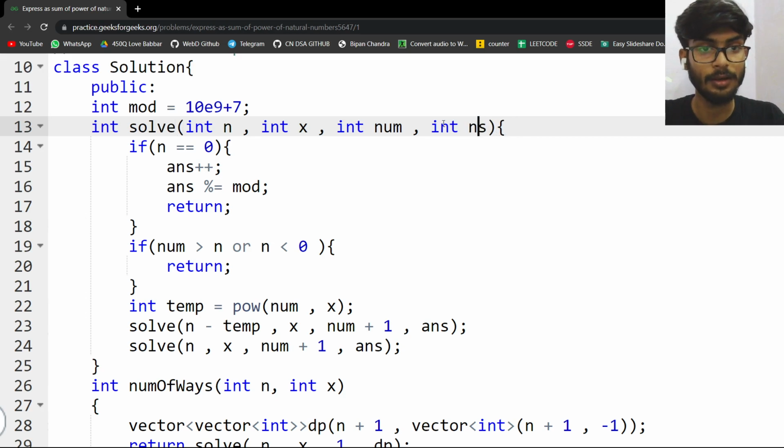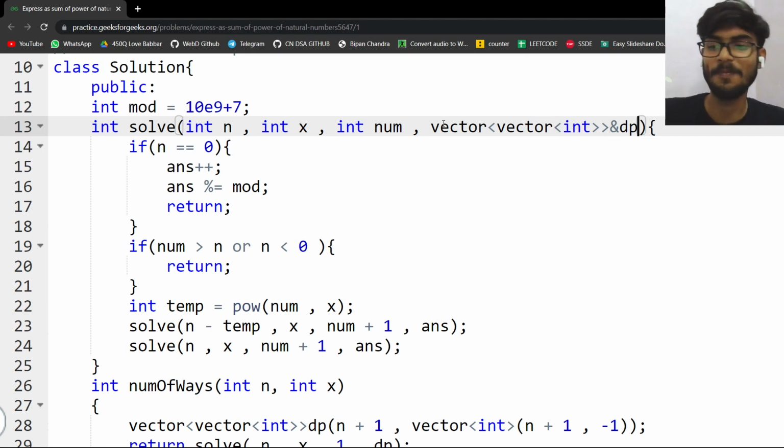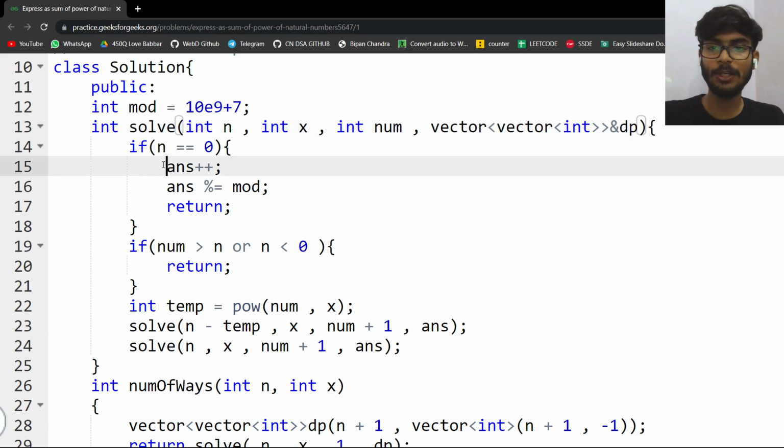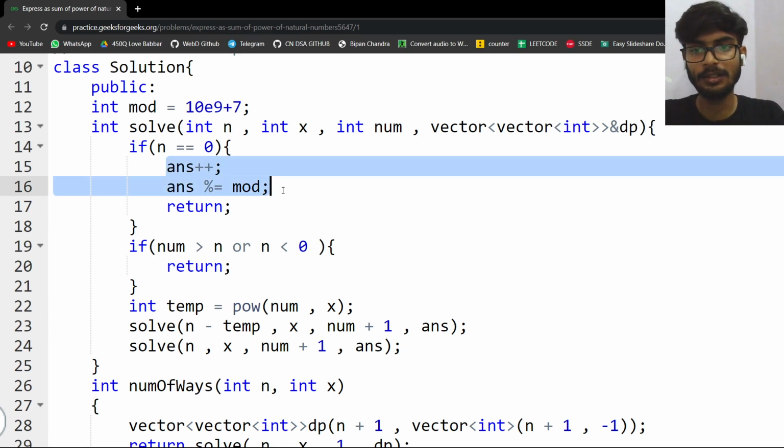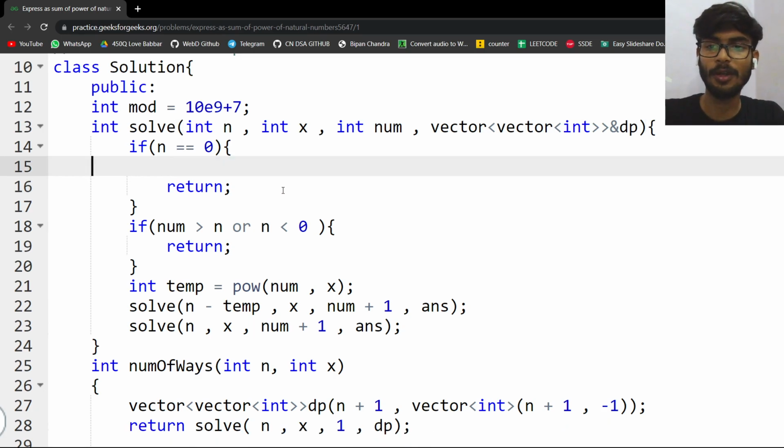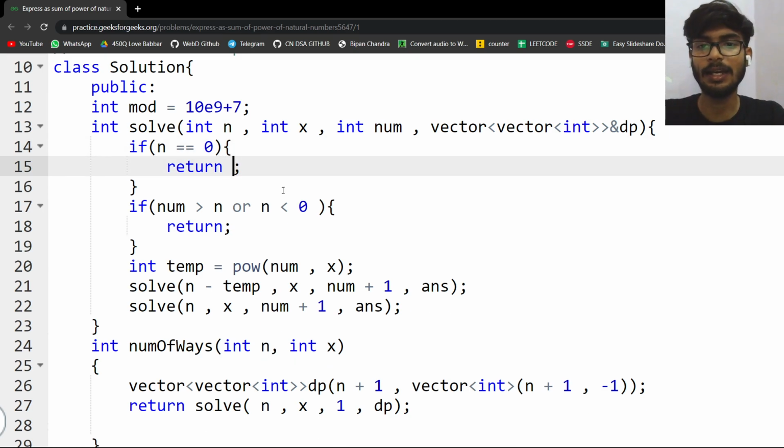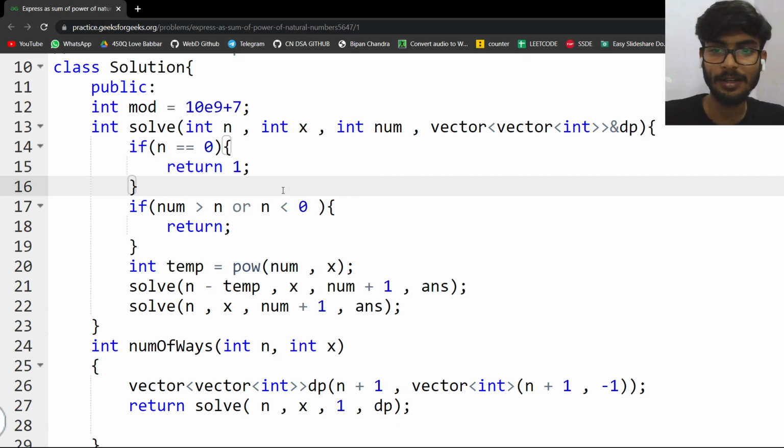It is going to be a vector of int, and again the type is passed by call by value, those who know. Now our base case is correct: if n is double equals to 0. But what we need to return: there is no need to add any answer, no need to check answer modulo mod, so I am going to erase it. If it is returning any integer, I am going to return 1, because it has added 1.